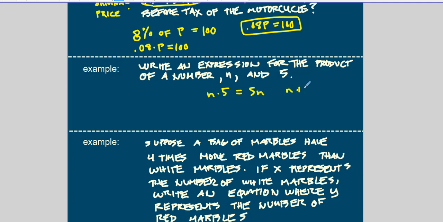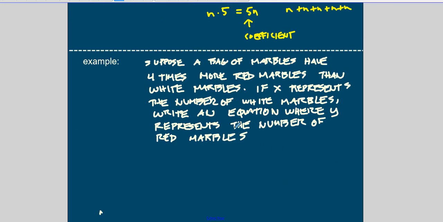Literally it means n added to itself 5 times, but we have multiplication, so we don't have to write this out. It's just easier to write 5n rather than having to write n added to itself 5 times. So 5 is called the coefficient, and n is a variable. N is a variable because I can change its value. So coefficient, C-O-E-F-F-I-C-I-E-N-T.